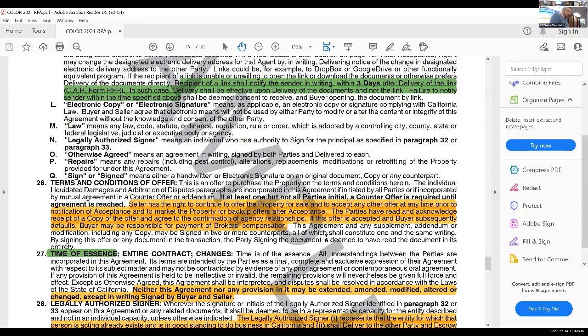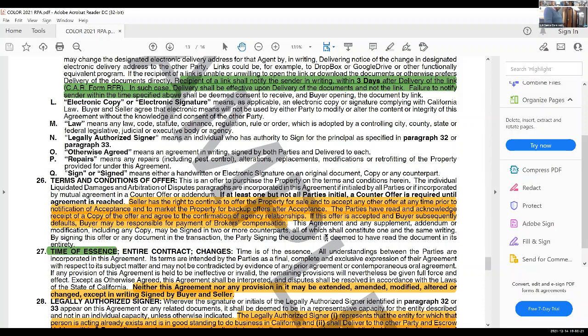The parties have read and acknowledged receipt of a copy of the offer and agree to the confirmation of agency relationships. If the offer is accepted and the buyer subsequently defaults, the buyer may be responsible for payment of broker's compensation. This agreement, any supplemental addendum or modification, including any copy, may be signed in two or more counterparts.